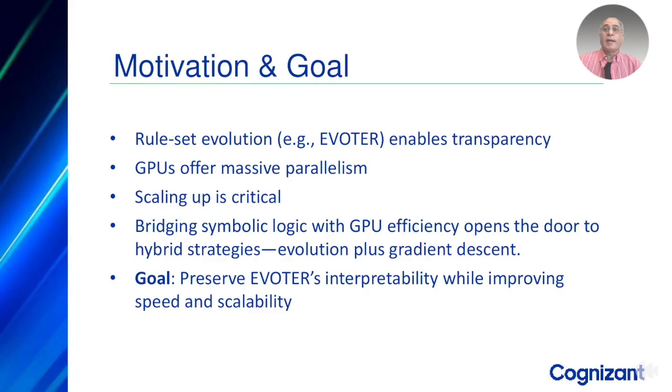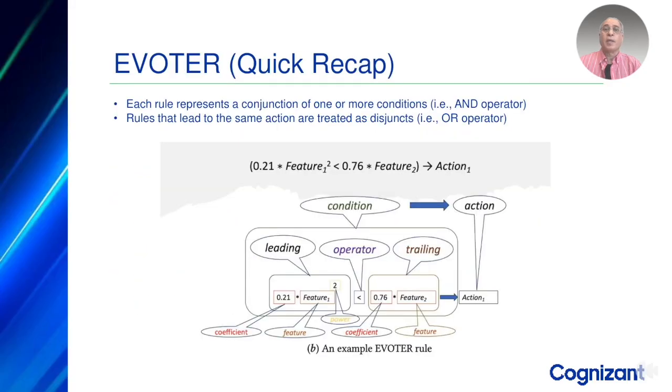GPUs offer massive parallelism based on matrix operations, but symbolic rule evaluation usually involves parsing the expression, which is not the GPU's cup of soup. So our motivation is clear. How can we bridge symbolic rule evolution with GPU efficiency? And the goal is to preserve EVOTER's interpretability while speeding up the evaluation and evolution process, making both scalable and practical for larger scale applications.